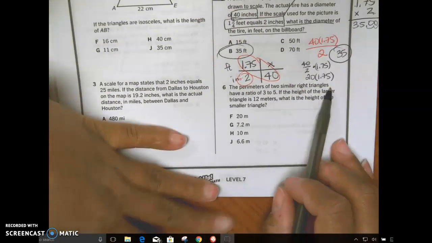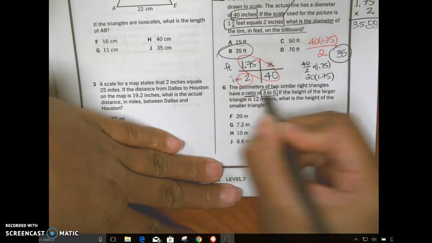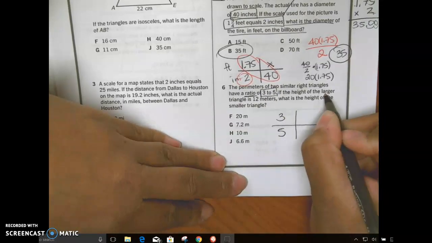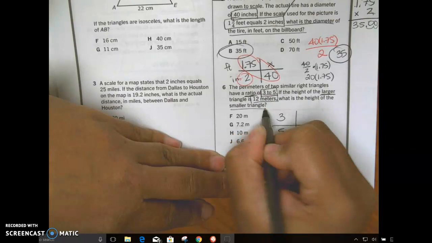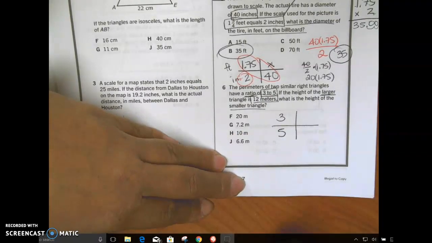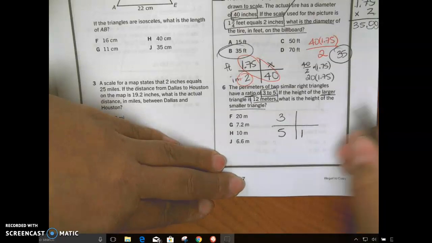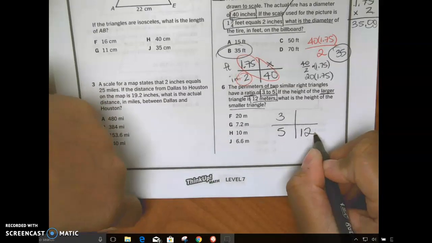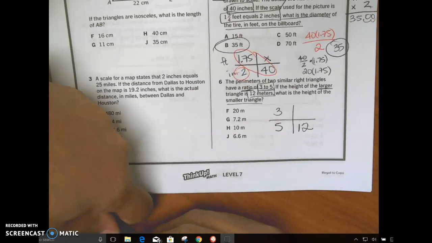Perimeters of 2 similar right triangles have a ratio of 3 to 5. What is this? A proportion, a ratio. A ratio that goes in my proportion, 3 to 5. If the height of the larger triangle is 12 meters, what is the height of the smaller triangle? Where does 12 go? Why does it go on the bottom? What height? Why does 12 go at the bottom?